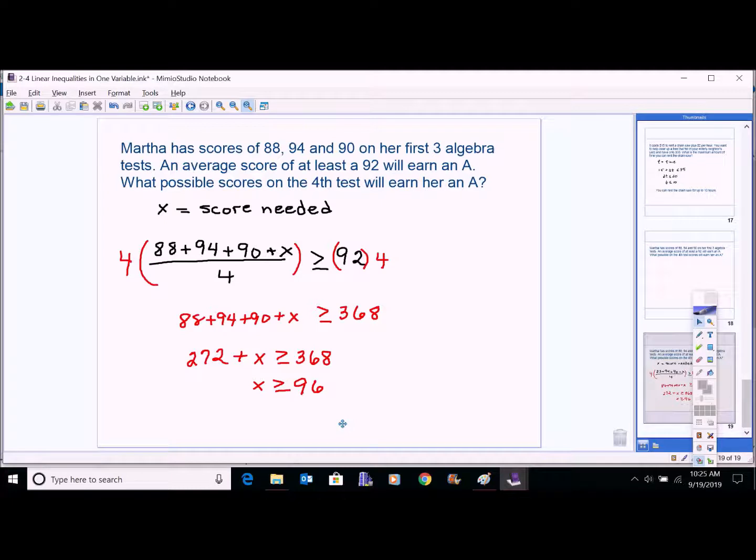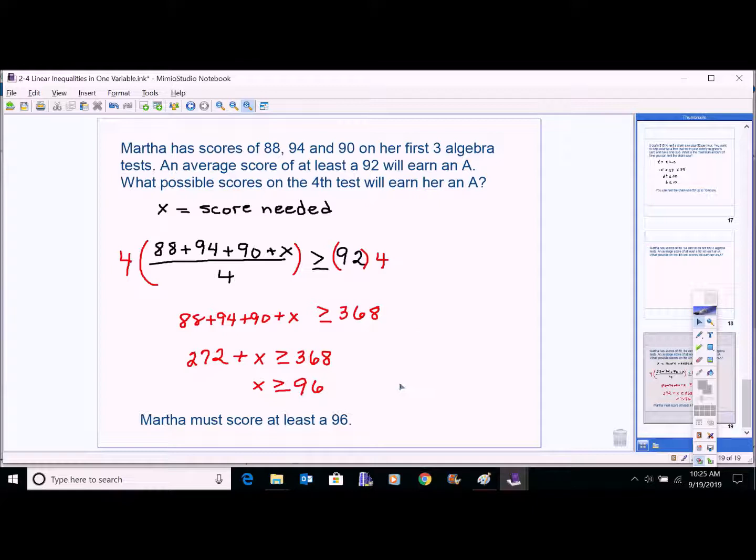And then that actually tells you, what does that represent in your world of your algebra? Could be a 96 or greater. So you have to get at least a 96 on that test. Martha must score at least a 96. Could be a 96, but at least a 96 in order to make that work out.